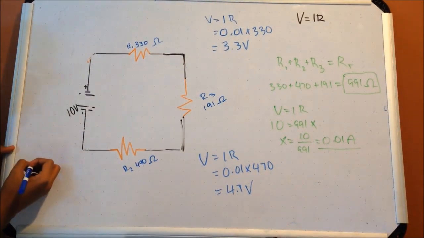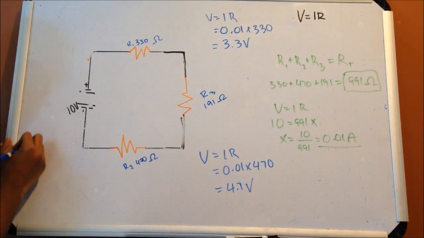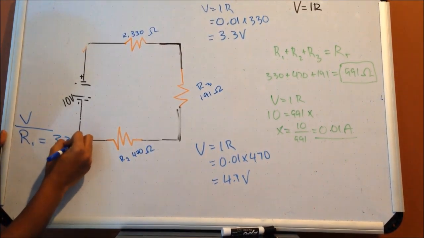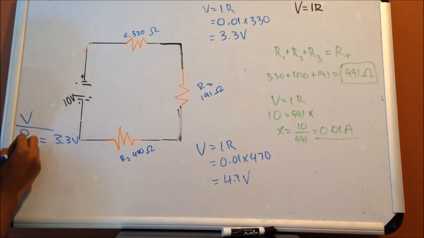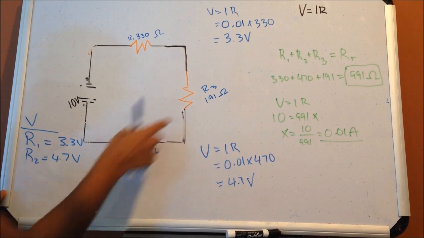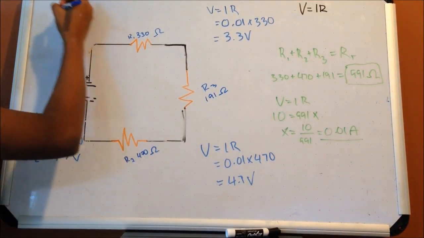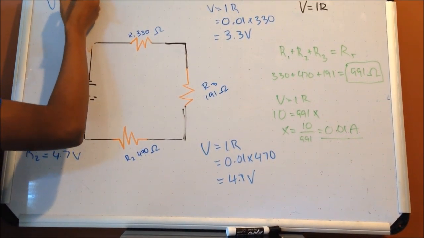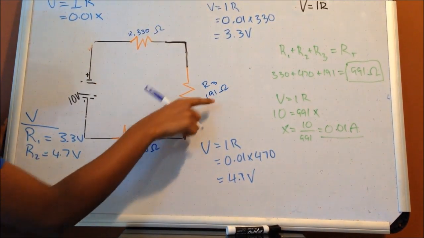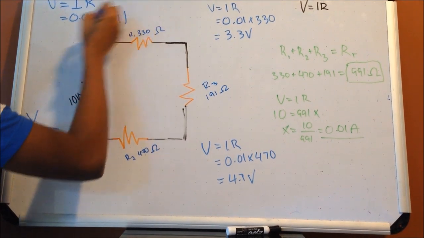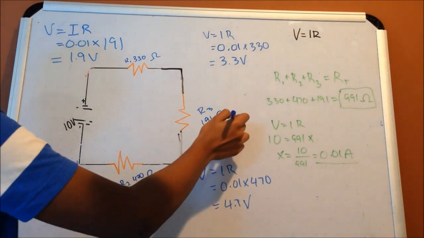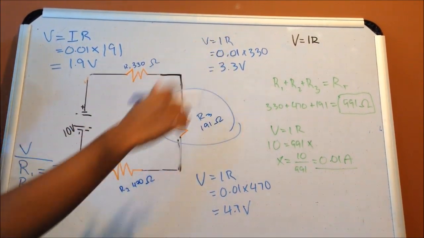Okay, now let's start keeping track of this. Voltage across R1 equals 3.3 volts. Voltage across R2 equals 4.7 volts. And voltage across R3 equals V equals IR, 0.01 times 191, which is 1.9 volts. Now let's re-expand this part to find the voltage across all of them.